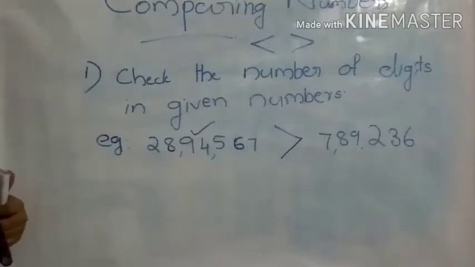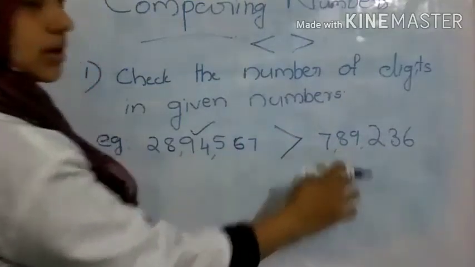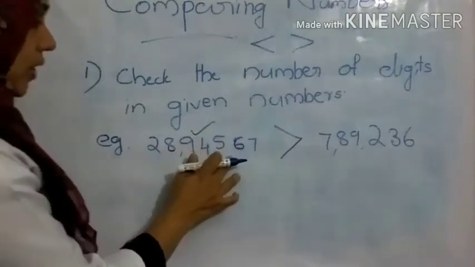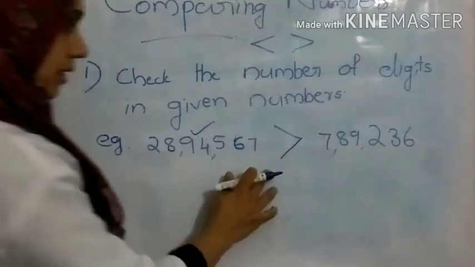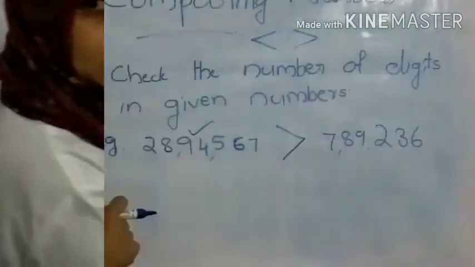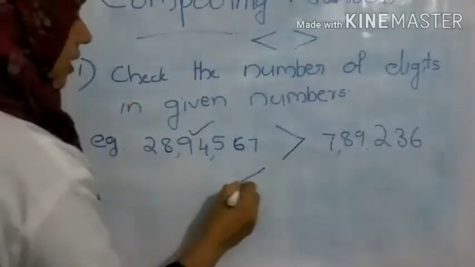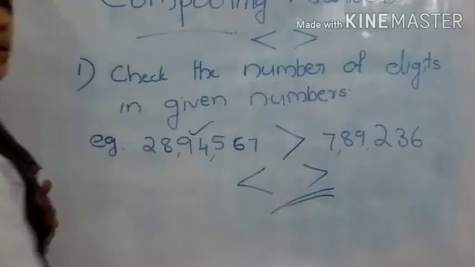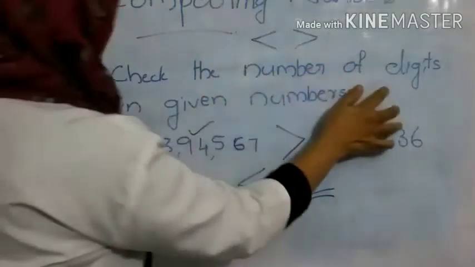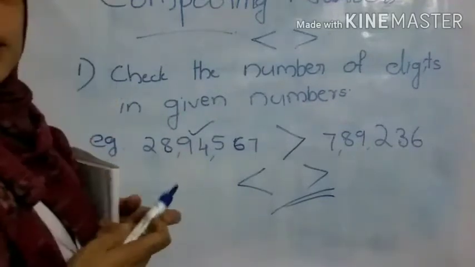Which has more digits? The first number, because it has 7 digits and this one has 6 digits. You can say that 28,94,567 is greater than 7,89,236. We use these symbols for comparing. For greater than and less than, we use these two symbols. Okay. First rule is check the number of digits in the given numbers. Which number has more digits? It is greater.